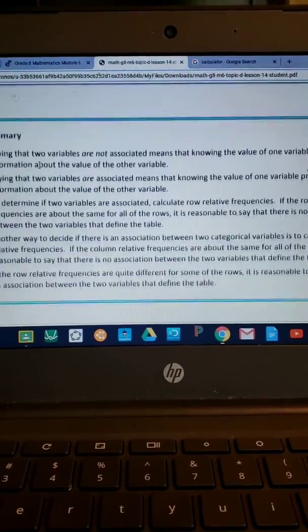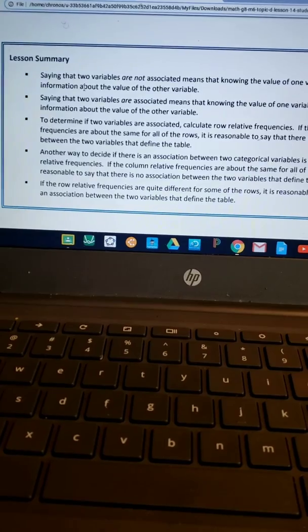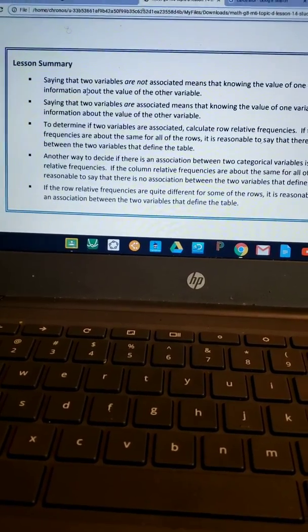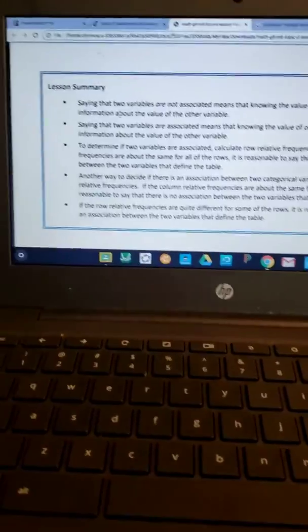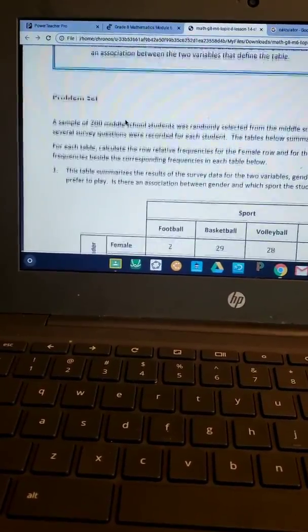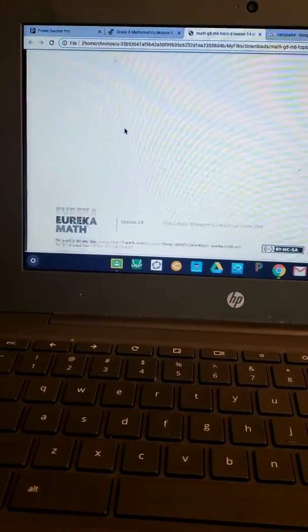We're at our lesson summary, which is probably one of my favorite parts about Eureka. I want you guys to make sure you read through this. If you see any vocabulary that you need to copy into your math composition books, please do so. Very important for you to do. Right now, your job is to complete this problem set and upload it to Google Classroom.